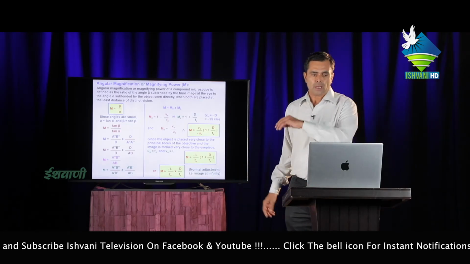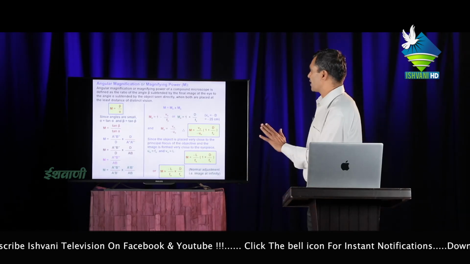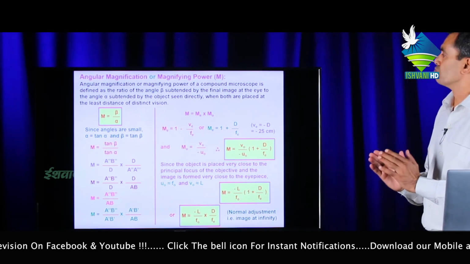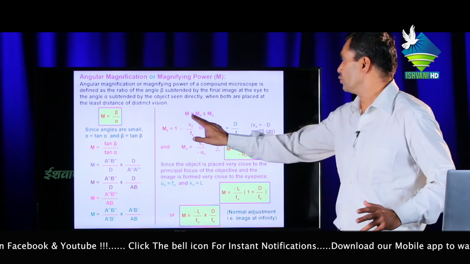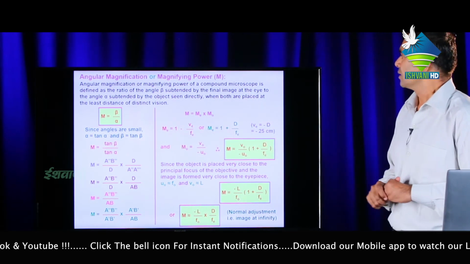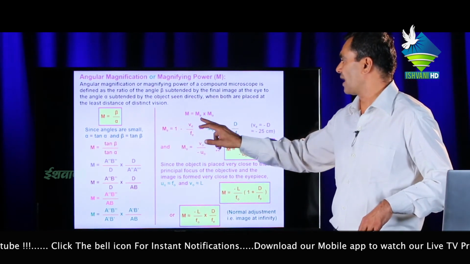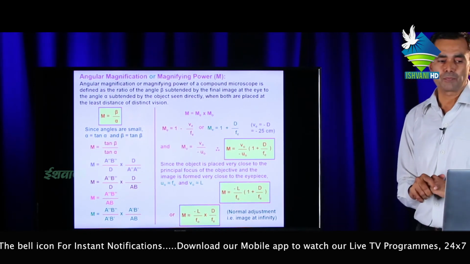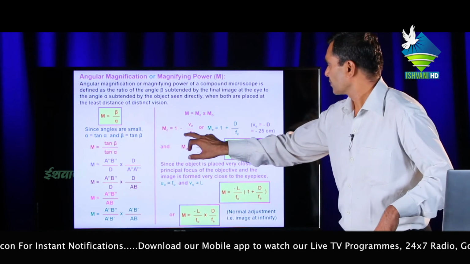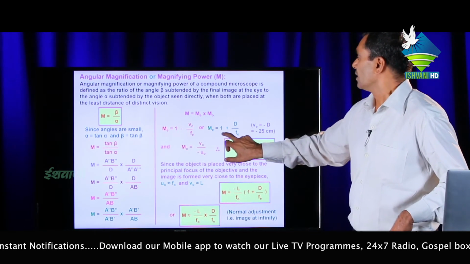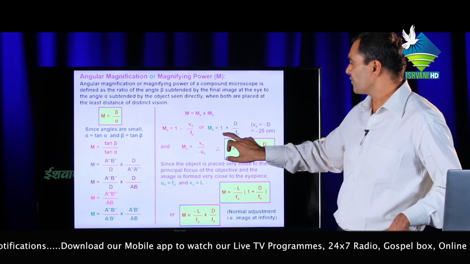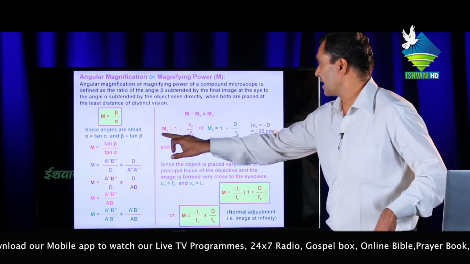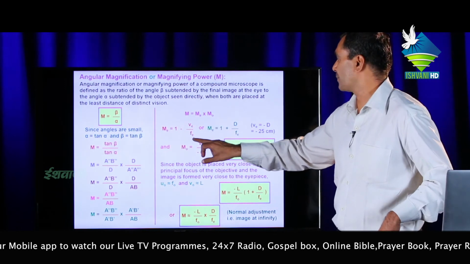After that, m, means magnifying power of compound microscope, is equal to the product of magnifying power of objective lens and magnifying power of eye lens, and this is the magnifying power of a simple microscope. Then m equals 1 minus v upon fe.